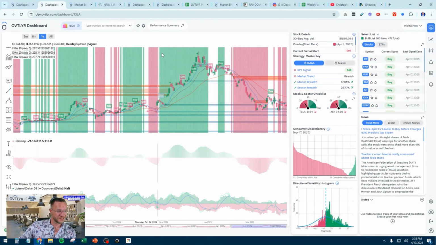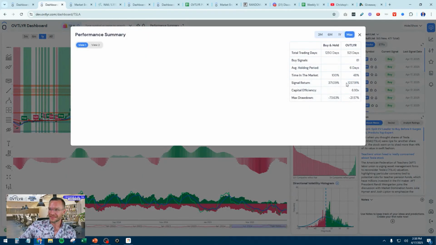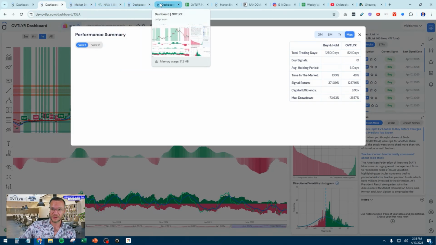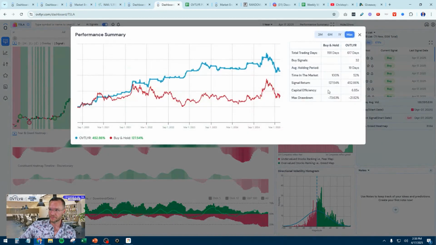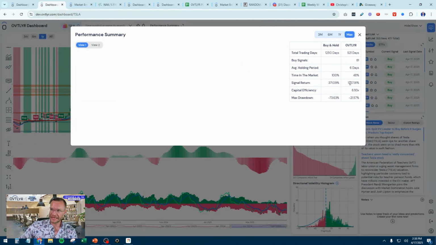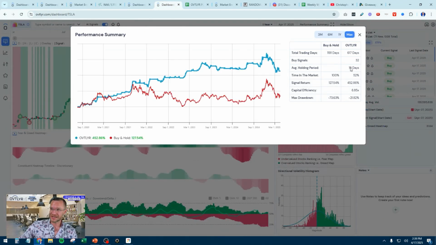And then performance summary. How about 1,237.91%? And let's just compare that to current Outlier. Only 452%. So we basically are tripling the returns. It's going to blow your socks off. Average holding time is now down to 6 days versus average holding time at 19 days. So a little bit more frequent on the signals here.